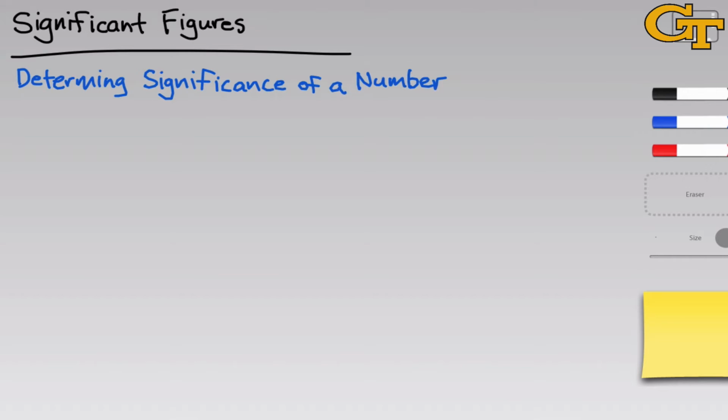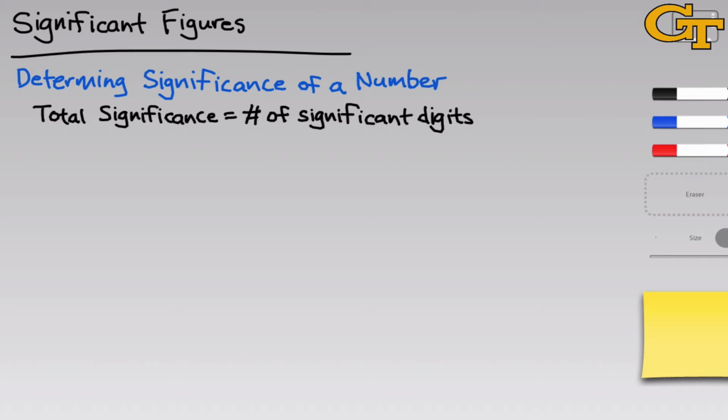The last video demonstrated that if we want to be good scientists and report numbers that have meaning, we need to take account of significant figures. We need to be able to determine the overall significance or the overall precision of a number. So in this video, we'll learn how to do that by learning the rules for the significance of digits within a number. Now, to a first approximation, the total significance or the total precision of a number is just its number of significant digits. So once we know how to assign significance or not to a digit, we'll be able to determine the total significance of a number.